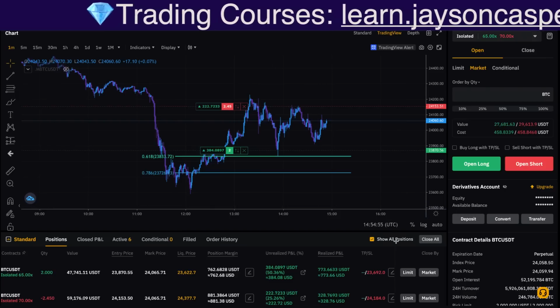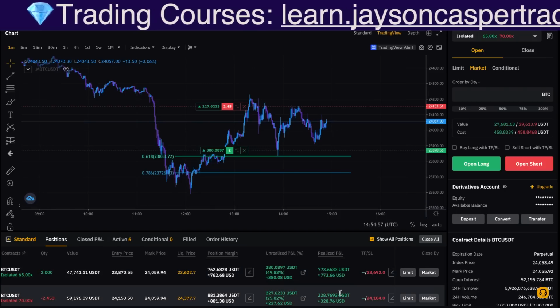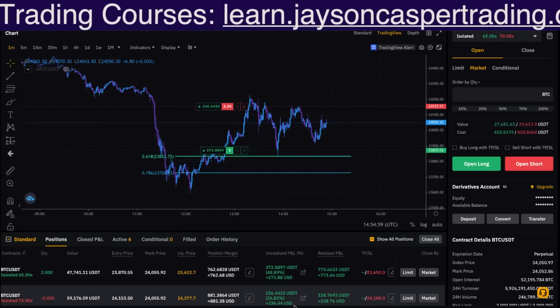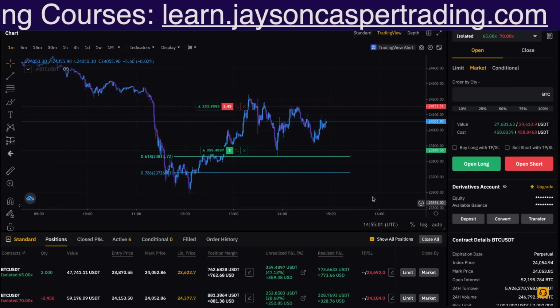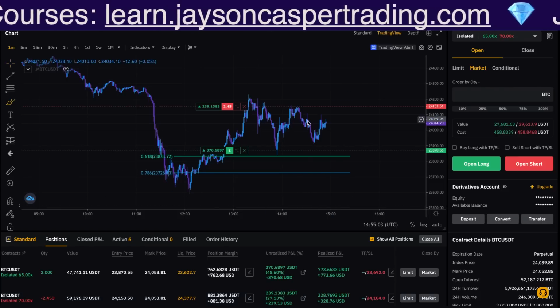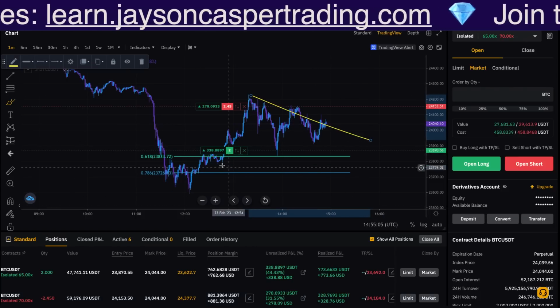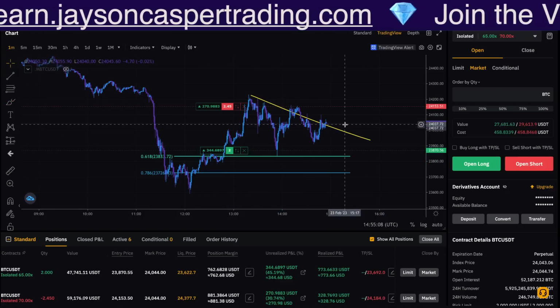And of course, the way I like to do it is after I realize a profit, I like to move the stop loss to the entry to guarantee a winning trade. And then I let the rest of the trade run in case we break out of this kind of triangle shape that we have to the upside or to the downside.